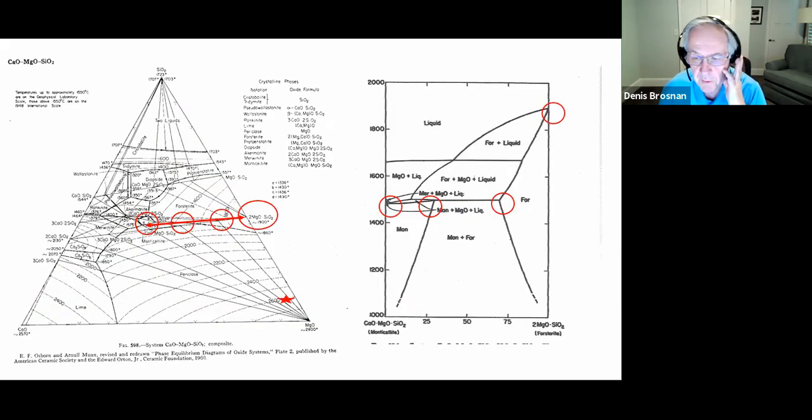We can also look at two-component diagrams within the three-component diagram. So this is the diagram connecting monticellite with forsterite. So the line connecting those two is straight across here. We'd call that the join between monticellite and forsterite. And you know that just a minute ago I said our final composition is down here.